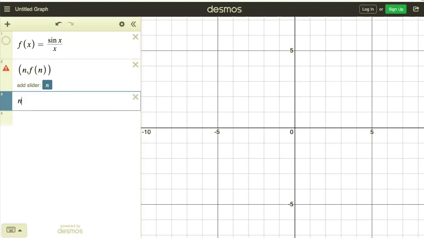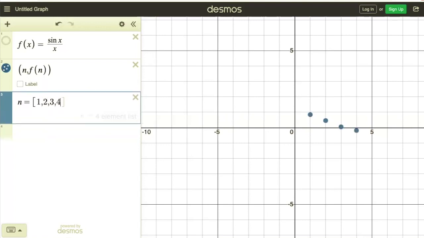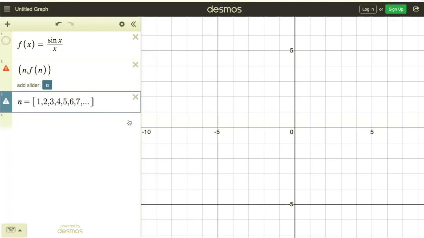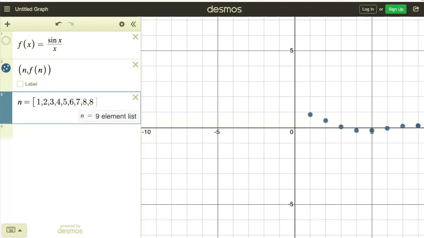And then in the next line, I'm going to list what values I want n to take on. I can do that by putting a square bracket and then starting at 1, 2, 3, 4, and so forth. Now, Desmos doesn't understand the dot, dot, dot, but certainly I can do enough values so that I can start to see the trend. The function is going to be continuous. The sequence is just a series of points. But the question is, what is the limit? What is the y value that these dots are trending towards?